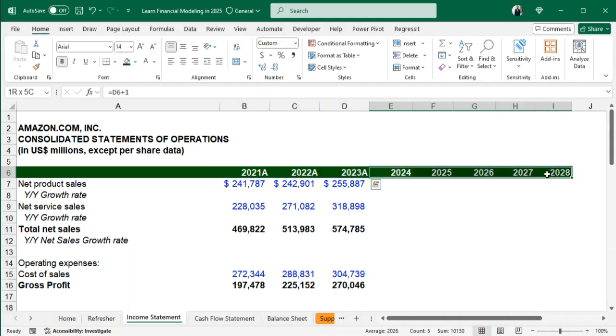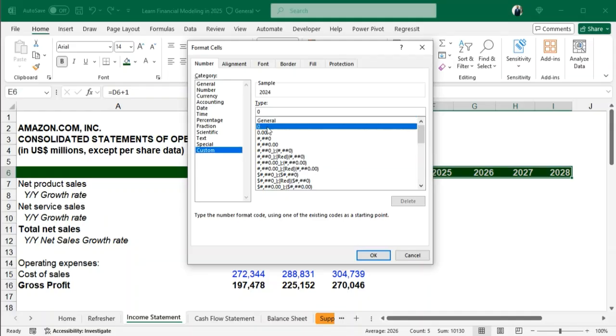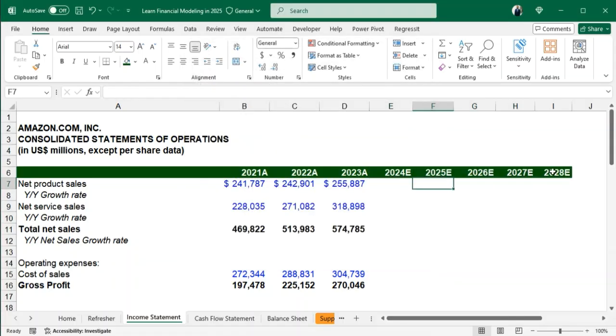And then I'm going to do the same for my estimates years as well. So hitting Control 1, I'm going to custom 0 here, open quote, hit E, which is estimate, and then I'll close my quote and hit OK. And that is also going to insert E here for me. All right, so that is what we have here.